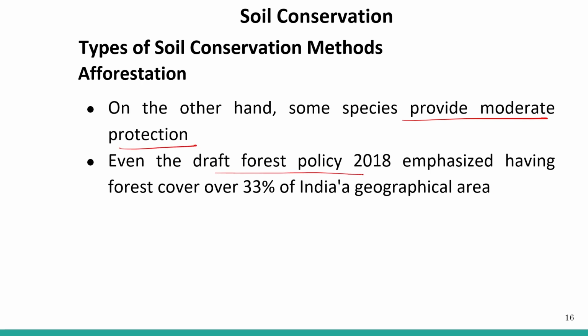Even the Draft Forest Policy 2018 emphasized having forest cover over 33% of India's geographical area. If we follow this, it means that of whatever land India has, 33% must be forest. But unfortunately we have around 19%, right? So you can think how much of our country's land must still be covered with lush green forest. It is our prime responsibility to follow this method, afforestation, the best way to conserve the soil.